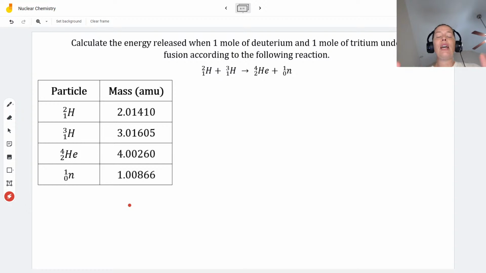Let's first just get the mass of our reactants and our products. So let's start with our reactants. So I'm starting with these two guys here. So let's go.